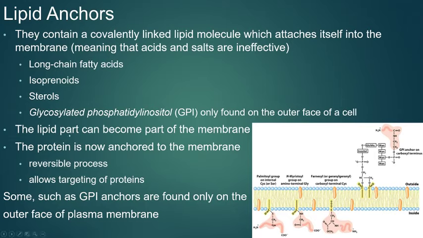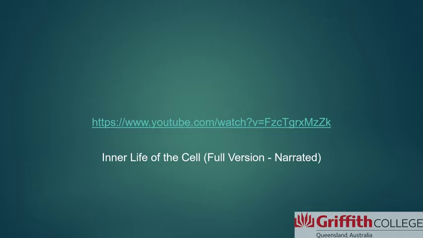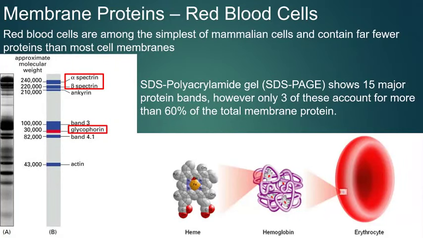So the lipid part can then become more part of the membrane. It's sort of anchored on there. It's held in tight and a lot firmer. And these GPI anchored, so this glycosylated phosphatidyl inositol, I'm going to call it GPI, are found only on the outer face of the membrane, so they can be quite selective. Again, not a huge focus for this section.